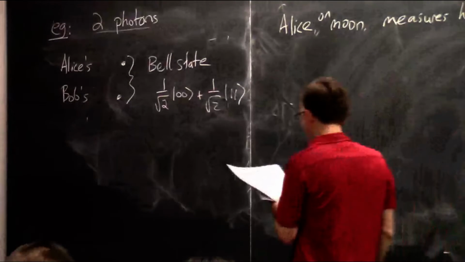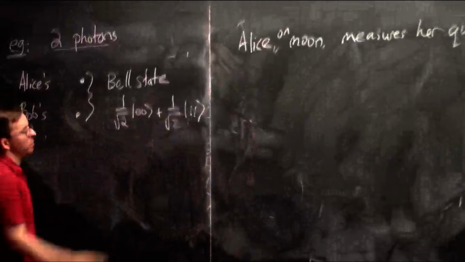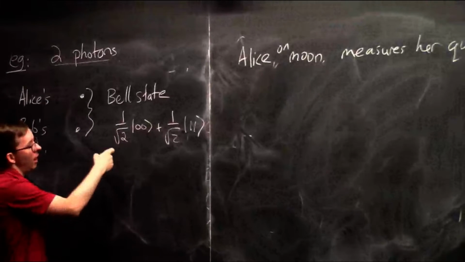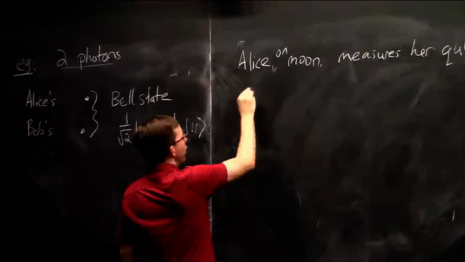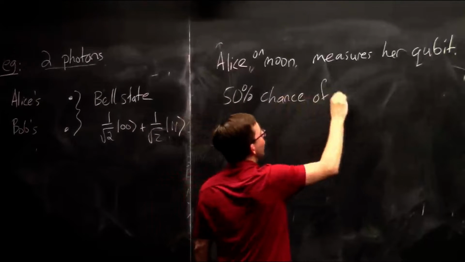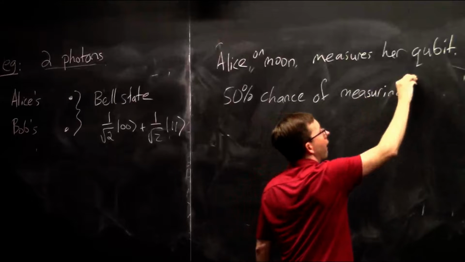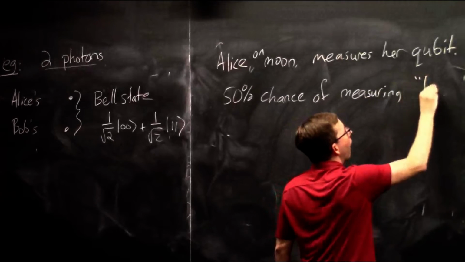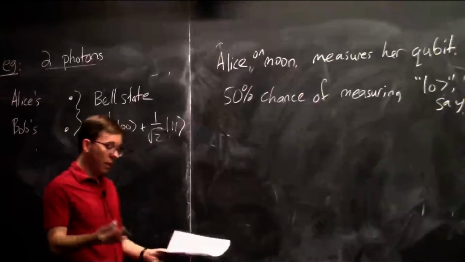Okay, so what happens? Well, we know the chance that she'll measure 0. This is the only one consistent with it, so it's the square of this. So it's a 50% chance. So she has a 50% chance of measuring 0, say. Okay, so maybe that happens. She puts it in her measuring device, it's 0.